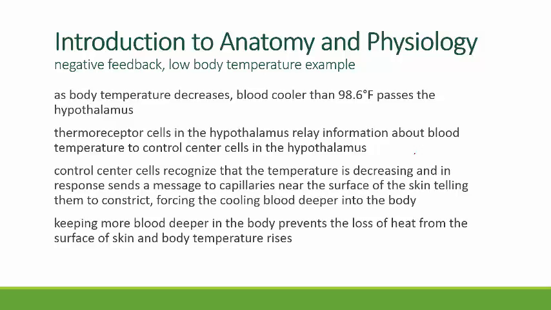And as they constrict, this is going to force the blood deeper into the body, trying to conserve whatever heat there is in the blood by sending it as much as possible deep into the core of the body. So keeping that blood there in the core of the body helps to prevent the loss of heat at the surface of the skin. That's the point of all that. And if we can maintain some heat inside the body rather than losing it at the skin surface, then as we do work, as the liver produces heat, as all the active organs of the body produce heat, then body temperature will rise again.